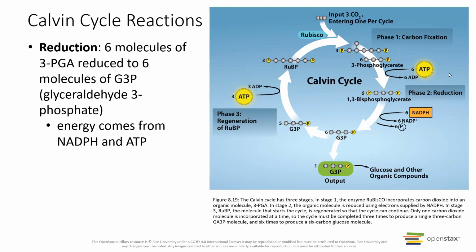We used the energy in ATP to split the 6-carbon sugar into 2 3-carbon molecules and phosphorylate them. Now, in reduction, we're going to turn this 3-carbon molecule into this 3-carbon molecule by taking a phosphate off and replacing it with hydrogens from the NADPH. Okay, we're reducing because we're also adding an electron. You remember adding an electron, adding a negative charge is reduction.